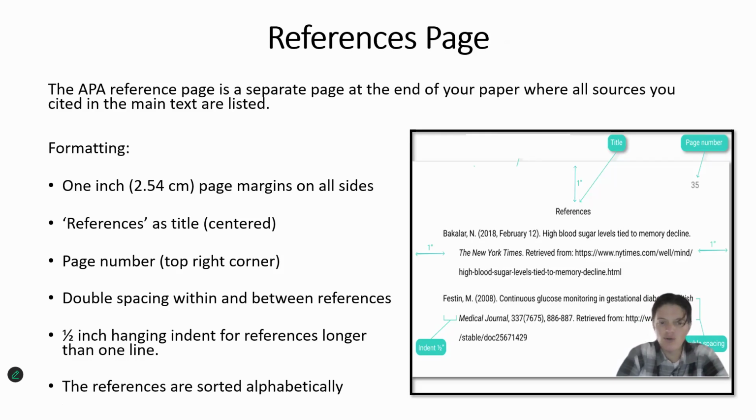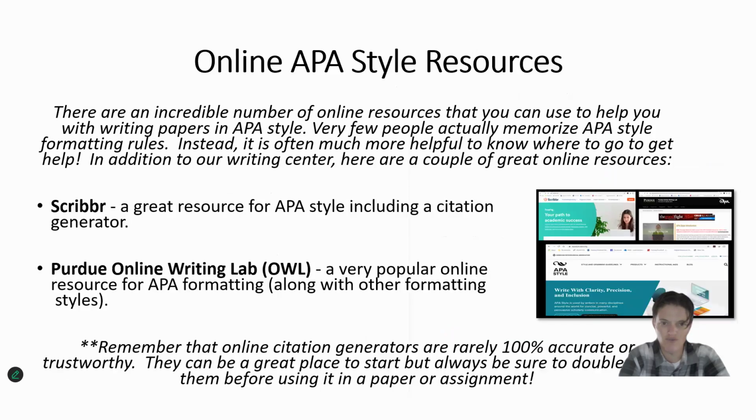And the references are always going to be sorted alphabetically by author. This is one that I see people miss a lot, like on the discussion this week, for example. Don't forget to alphabetize them. Regardless of the type of source, they should be alphabetized on the references page, which makes it really easy for you to find the one that you're looking for.